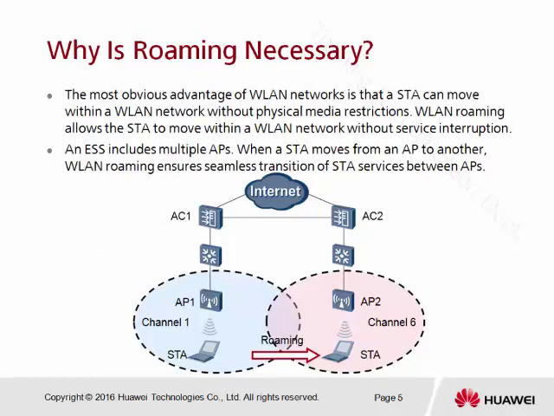Here it is mentioned why roaming is necessary. As I mentioned earlier, when we are only using one AP, most APs have what we call a limitation of coverage area. They might not be able to give full coverage in some large spaces. So in order to provide full coverage in the same space, we need multiple APs.